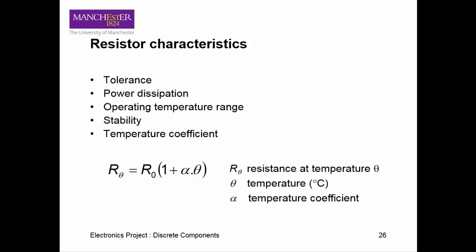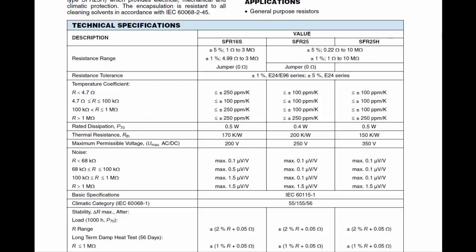Characteristics of resistors that may be of interest include tolerance, power dissipation, operating temperature range, stability, and temperature coefficient. Values for these can often be found on the manufacturer's component datasheet.